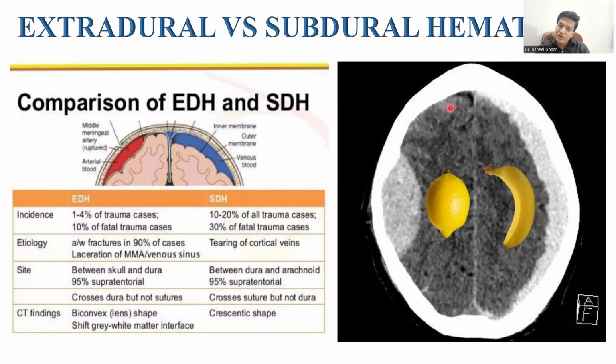And again, I have already told you that EDH can cross the midline, but subdural hematoma cannot cross the midline. This is one more difference between the two. Also, pathologically speaking, EDH is usually due to arterial bleeding, and subdural hematoma is usually due to venous bleeding. Okay.